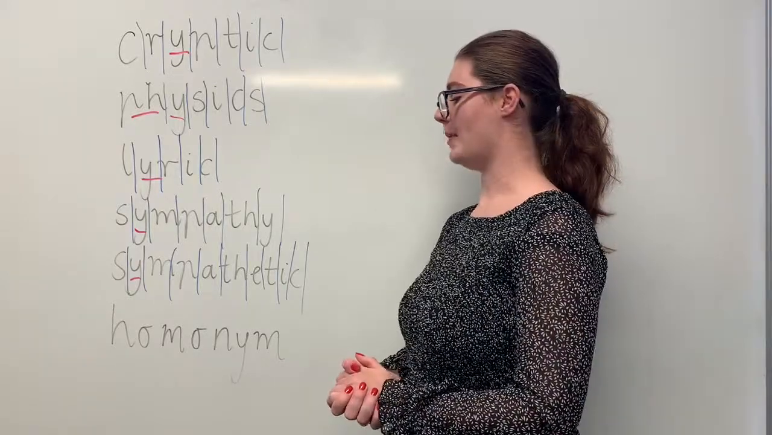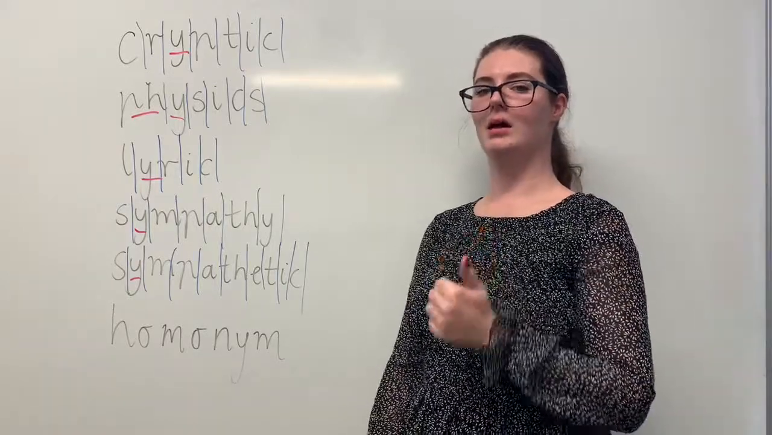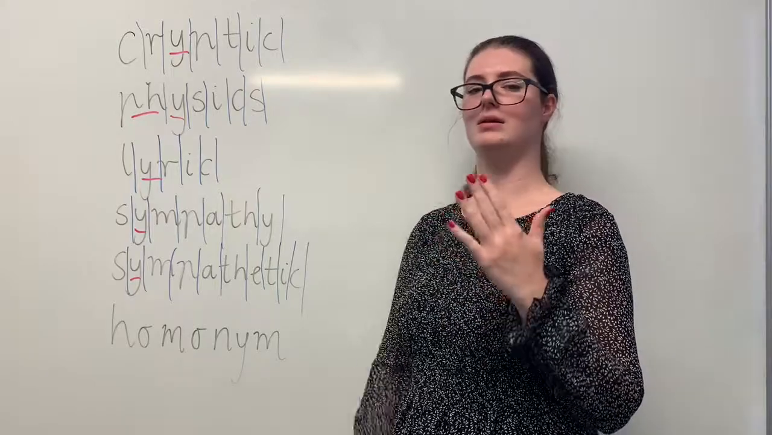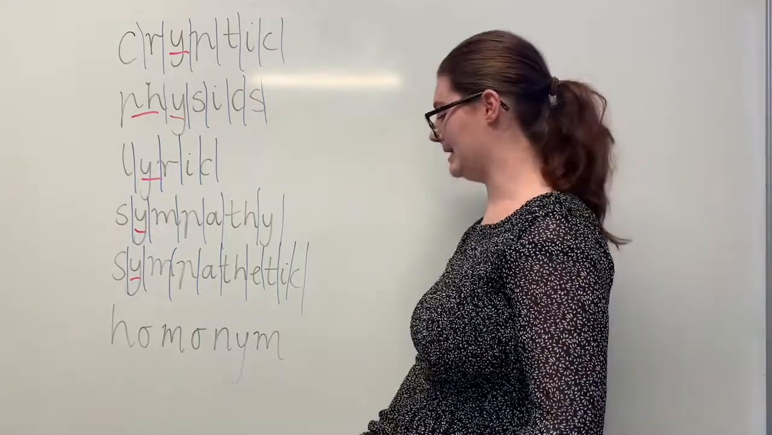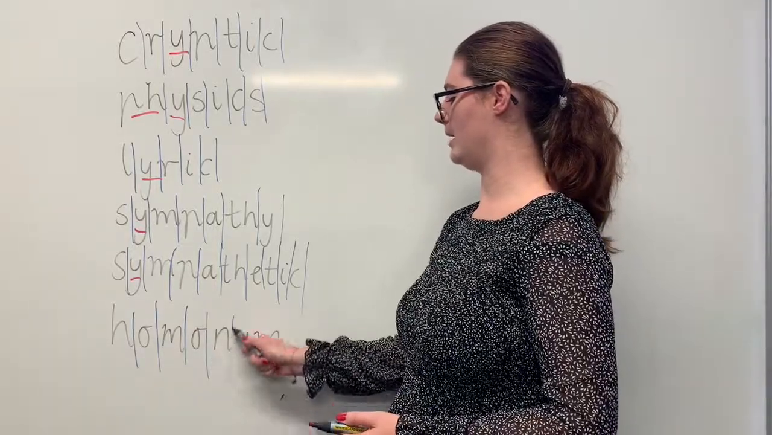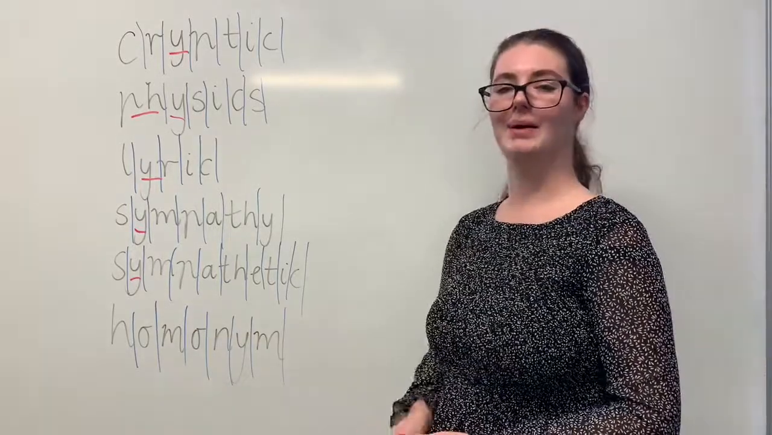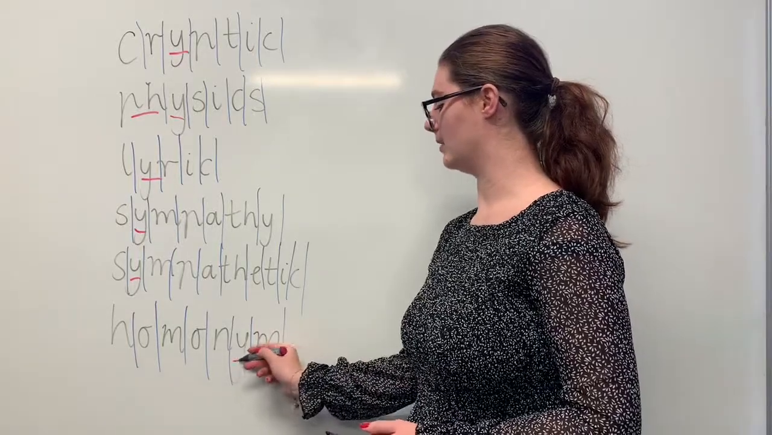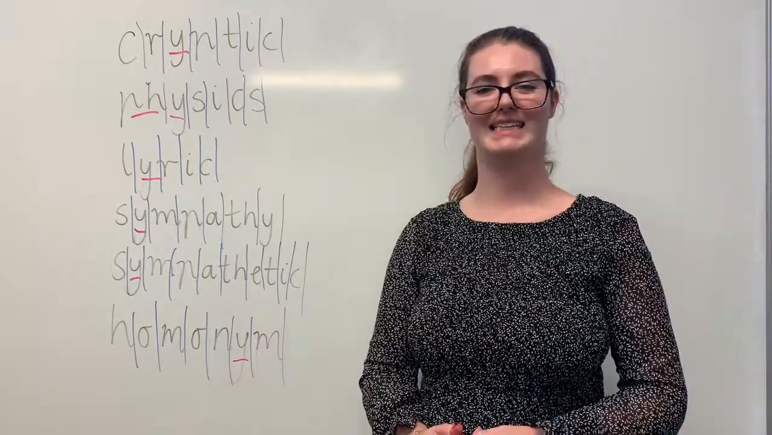The sounds in homonym are, together, i. The letters in homonym are H, O, M, O, N, Y, M. And the part we need to remember is the Y graph making the i sound.